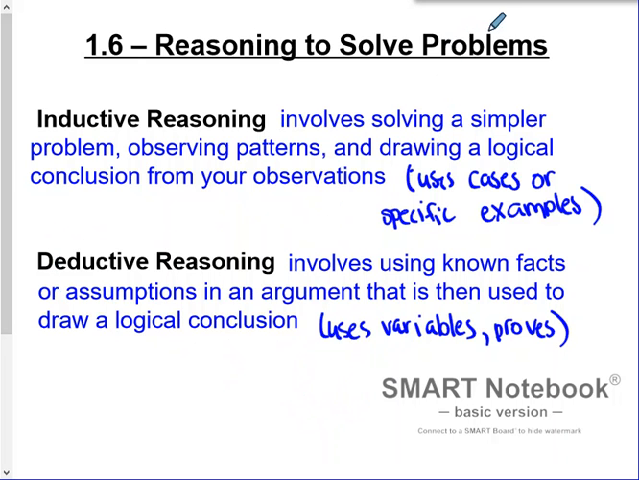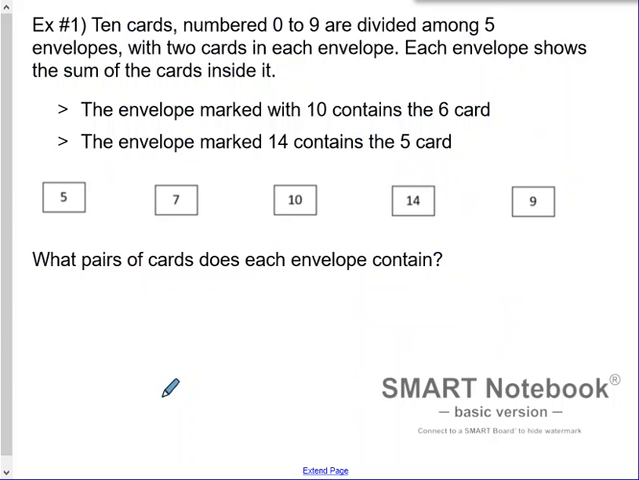So a couple examples that we have. In our first example, we have 10 cards numbered 0 to 9 that are divided among 5 envelopes with 2 cards in each of the envelopes. Each envelope shows the sum of the cards inside it. So the sum of the cards inside this envelope must add to 5. These must add to 7, must add to 10, must add to 14, must add to 9. We know that the envelope marked with a 10 contains the 6 card.